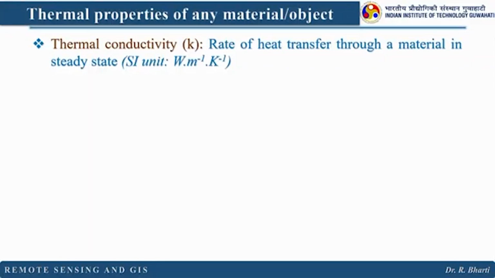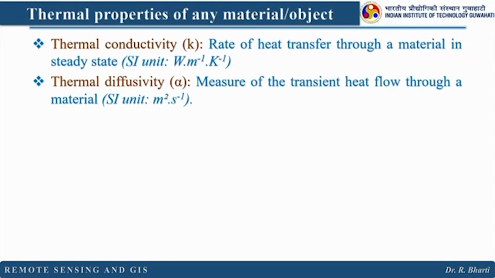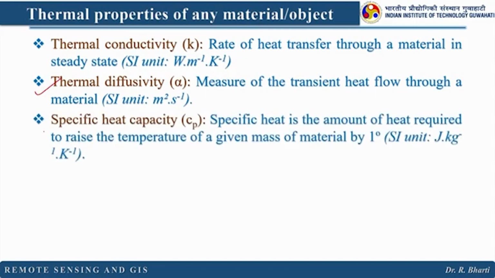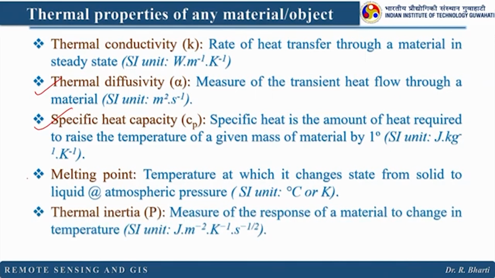So we will focus more on the emissivity during our interpretation of the composition. Now thermal properties of any material or object are listed here. First one is thermal conductivity, second is thermal diffusivity, third is specific heat capacity, fourth is melting point, and then thermal inertia. I hope you are familiar with the first four, but I guess thermal inertia will be new to you, right? So what exactly does thermal inertia mean? It measures the response of a material to change in temperature.